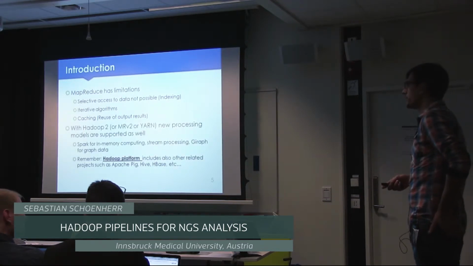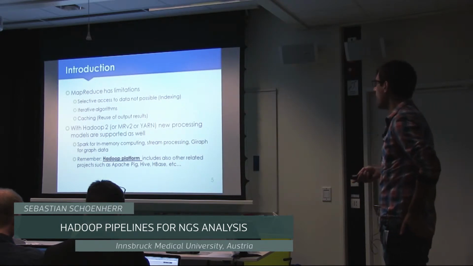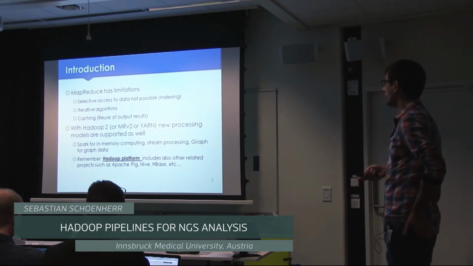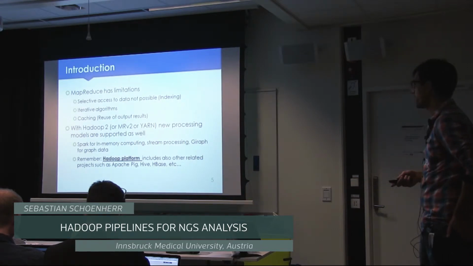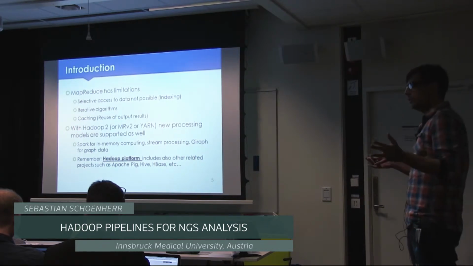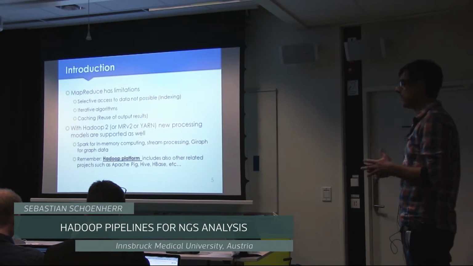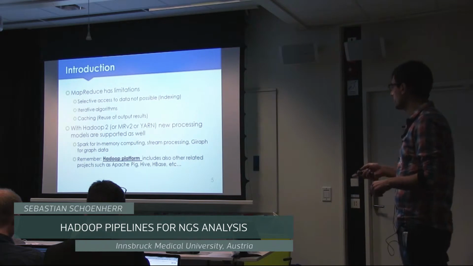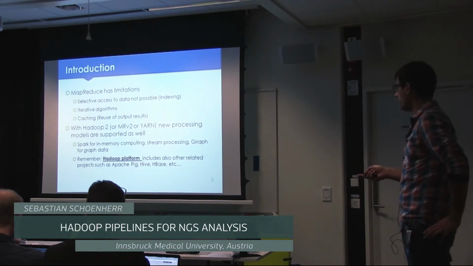So there's an improvement of MapReduce, Hadoop 2 or Hadoop YARN. And with Hadoop YARN, the nice thing is that you get other processing models beside MapReduce as well. So for example, you get Spark or you get Giraph. And the complete Hadoop platform is not just MapReduce. The complete Hadoop platform is the HDFS, is MapReduce, but also other processing libraries, and also Apache Pig, Hive, or HBase.